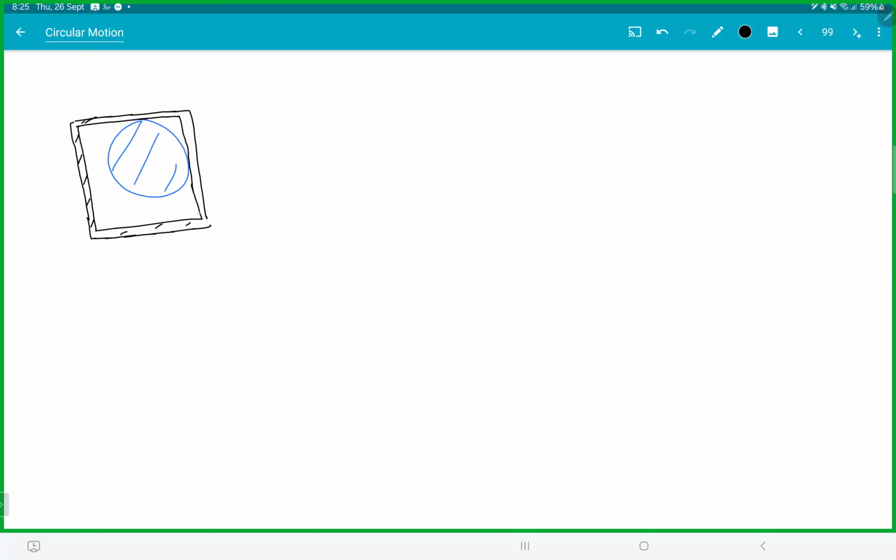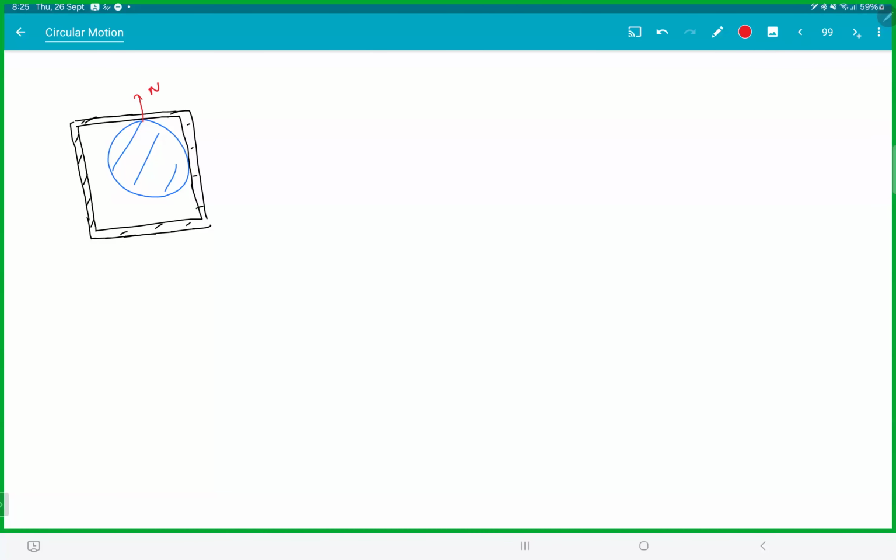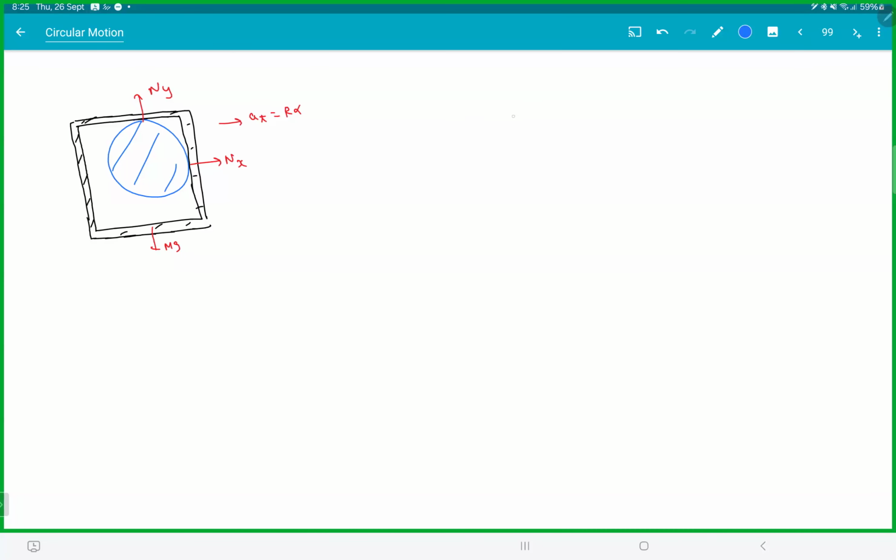But the values will remain the same, but something happens here. Look at the difference. This would be Ny, which will balance Mg. This would be your Nx, which will provide your tangential acceleration, R alpha. So far the story is the same. The difference would be this.